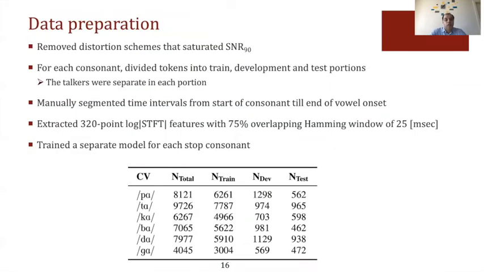Here is the data preparation. We remove the distortions that saturated the SNR90. For each consonant, we divided the tokens into train, development, and test portions. In this table, you can see, for each sound, the number of total sounds that we get for each training, development, and test. The talkers were separate in each portion, so there are non-overlapping talkers. And also we train separate models for each consonant.